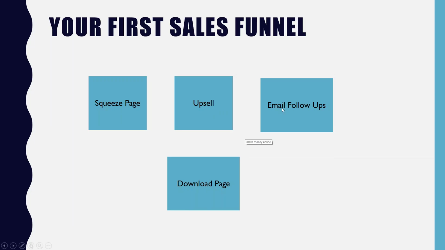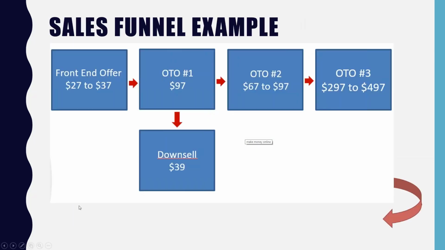Then you do email follow-ups, and those email follow-ups could be links to your product. And then finally, that first email follow-up has a link to your download page, and on that download page we have more content, more information so you can make money. So we're going to start by setting up the first part of this, but I also want to show you a little bit of a sales funnel example here, because I want you guys to understand what we're setting up here.